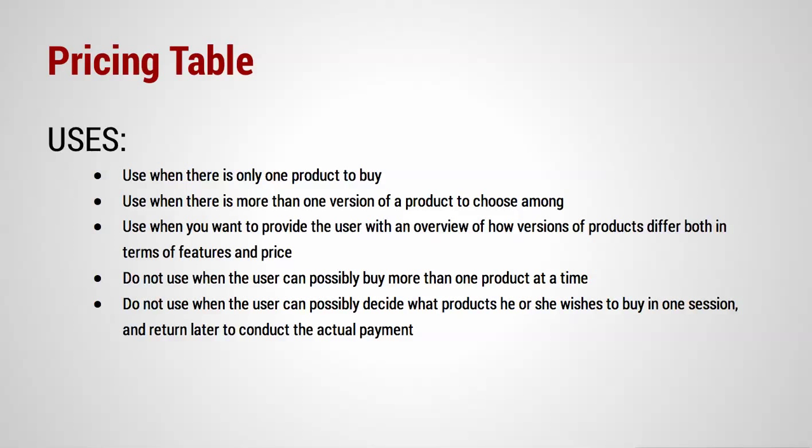Do I want to provide the user with an overview of how these are different? Yes, because I don't want somebody to buy the CD and then complain that they got a CD when they really wanted a book. Do not use when the user can buy more than one product. Well, I only have the one product. It's the one textbook. If I had 2 or 3 textbooks, then this would not be appropriate. Do not use when the user can possibly decide what products he or she wishes to buy in one session and return later to conduct the actual payment. So I don't want to use this if they're going to put this in a cart somewhere.